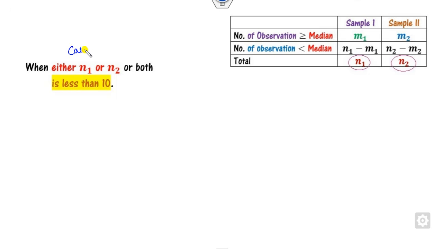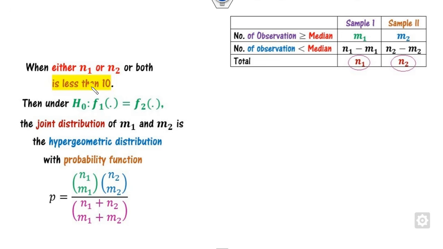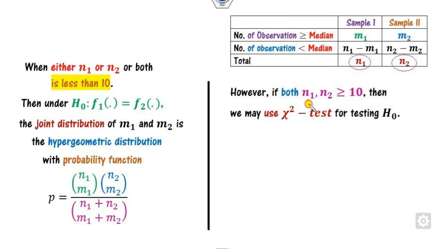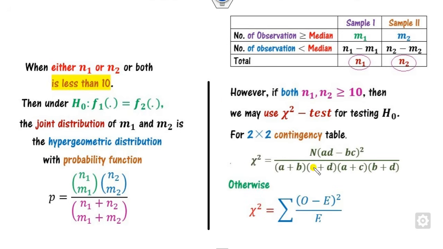So case 1 is when both or either of these values is less than 10, then you can apply the hypergeometric distribution to compute the value of p, that is, n1 upon, what is that? This is nothing but the combination, n1 C r. On the other hand, whenever both of the values are greater than 10, then we can use the chi-square distribution as this.